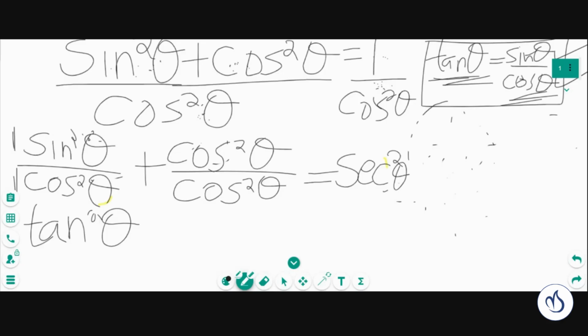Then when you divide cos squared by cos squared, it is like having 5 over 5. Automatically, it is 1. Yes. Cos squared theta over cos squared theta is 1.